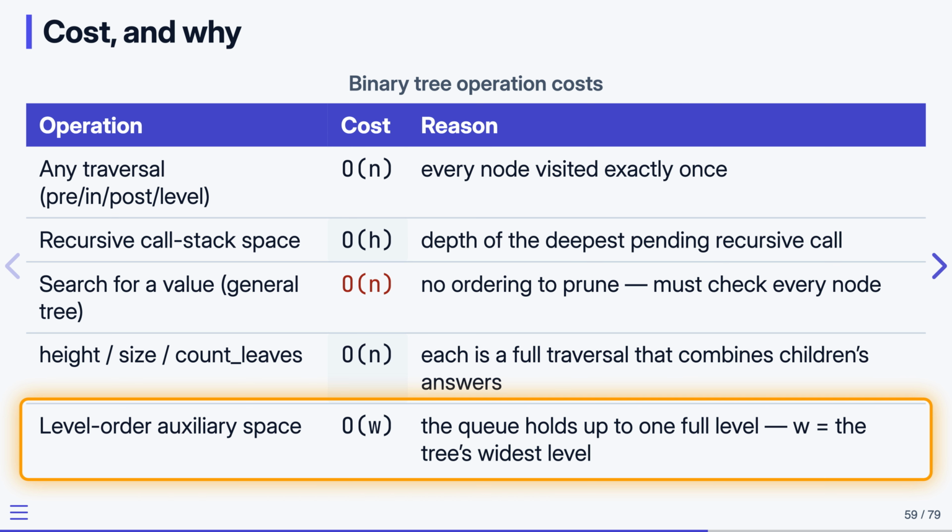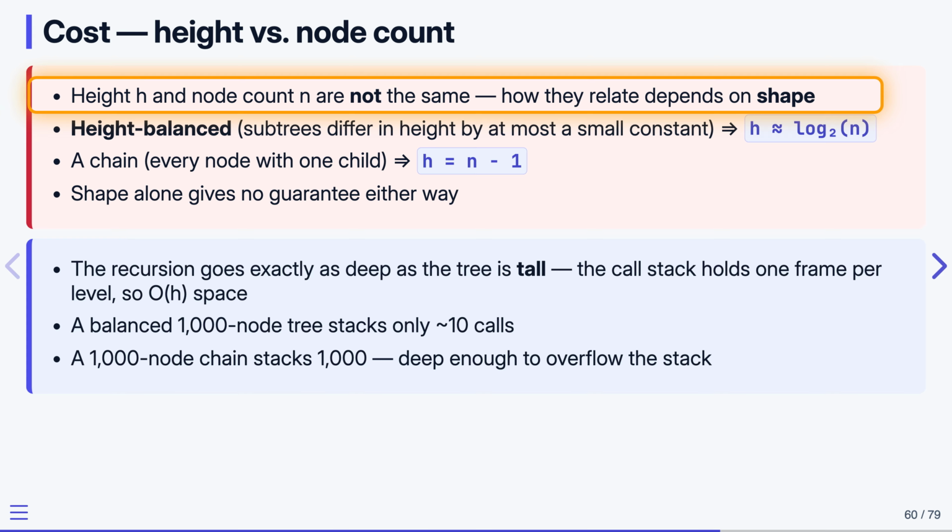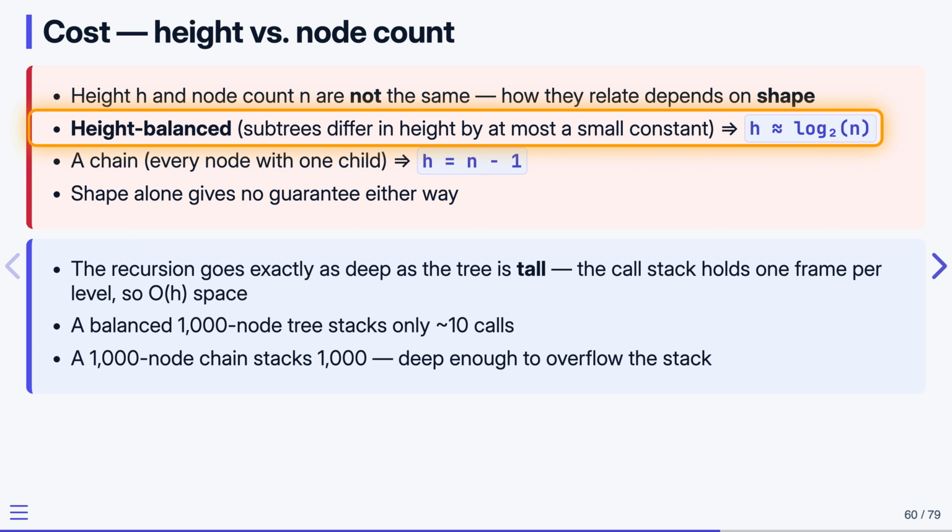Be careful with one thing. The height h and the node count n are not the same thing. How they relate depends entirely on the shape of the tree. A tree is height balanced when every node's two subtrees differ in height by a small constant. In that case, h is about log base 2 of n.